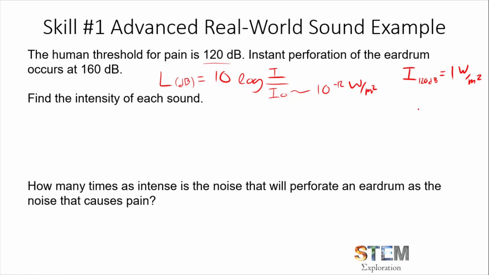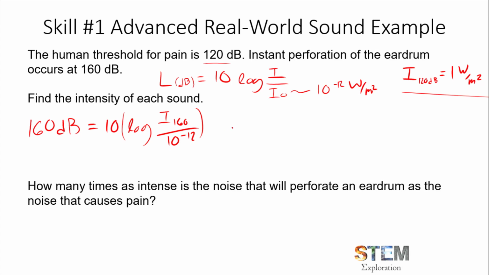With a clean slate, we know what the intensity at 120 decibels is. Let's find the intensity at 160 decibels. We're going to do the same thing, so I'll go through this a little more quickly now that you've seen it a couple of times. We set 160 equal to 10 times the log of the intensity at 160 decibels over 10 to the negative 12. I'm going to use the quotient property, because I think that's the easiest way to do this.